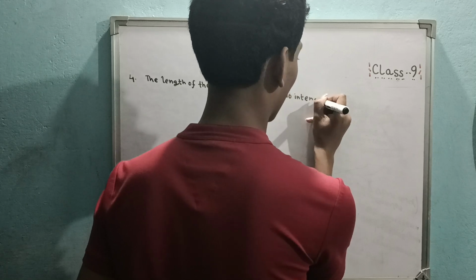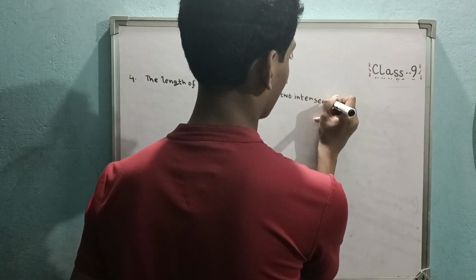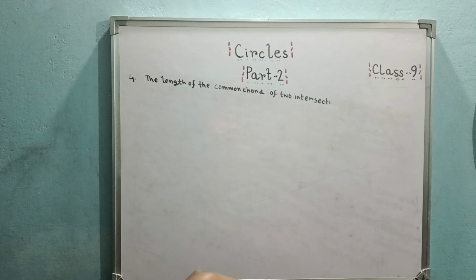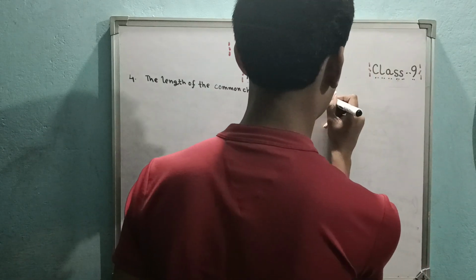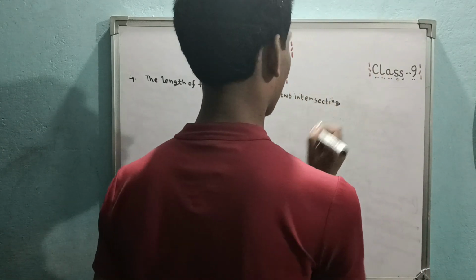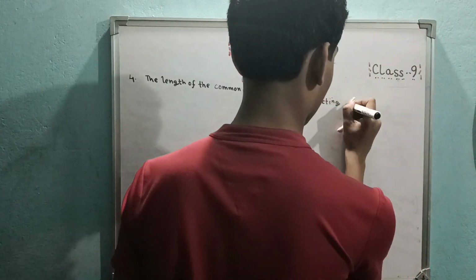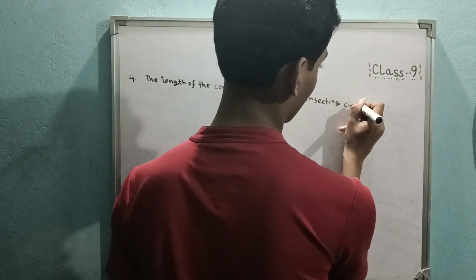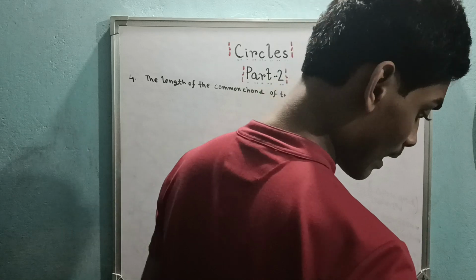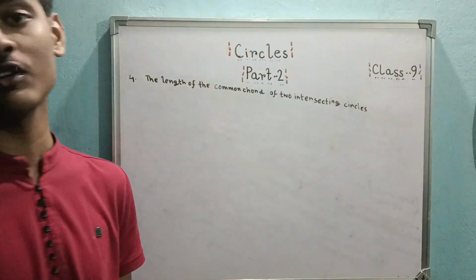Not actually, we'll solve it. Did I write the spelling of intersecting correctly? Yes, I did. Of two intersecting circles. Now, this is interesting. Circles are intersecting, so we will see. We are not given the figure. This is the difficulty of the question.